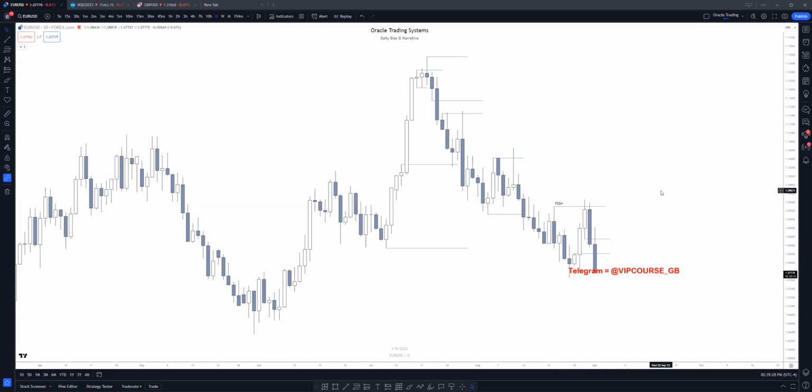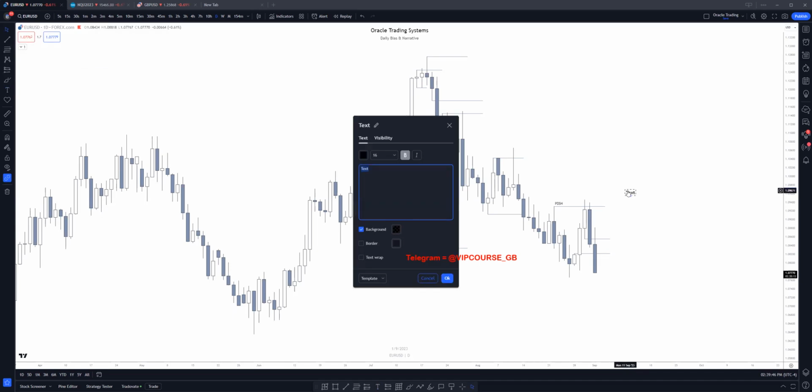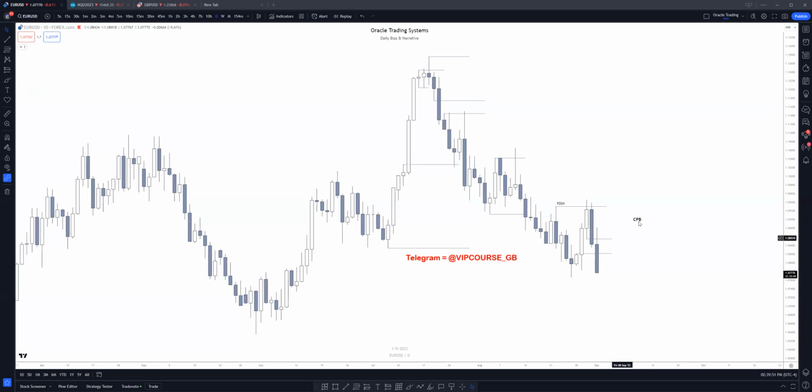Now, what we can expect here is a pullback, but we do not have to look for a full reversal just because it taps into an FEG. If our overall narrative is bearish, we're going to look for it to act as a cause for pullback, or a CPB. This simply means that it can give us a reaction, and it may be a tradable reaction, but we're not looking for this to be a reversal point. We're just looking for it to act as a cause for a pullback.